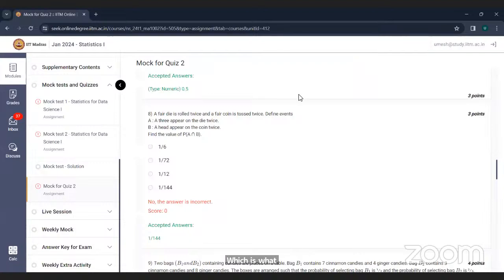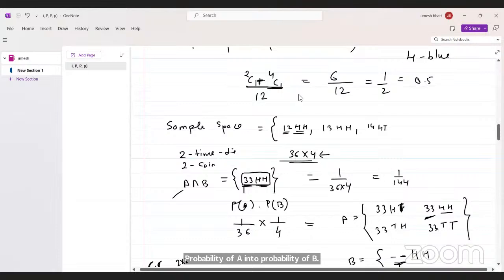And these two events are independent. Yes, sir. So the probability of A intersection B is the probability of A into the probability of B. Yes. Okay. Now you can see. Sir, also question number 12. Question number 12.